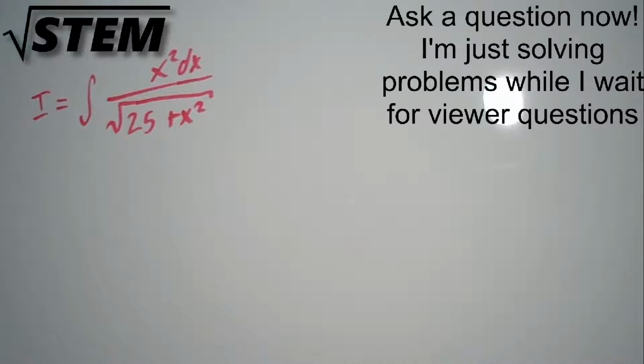The integral of x squared over 25 over the square root of 25 plus x squared dx. So this is screaming trig substitution to me. So let's think about what kind of trig substitution we could do.